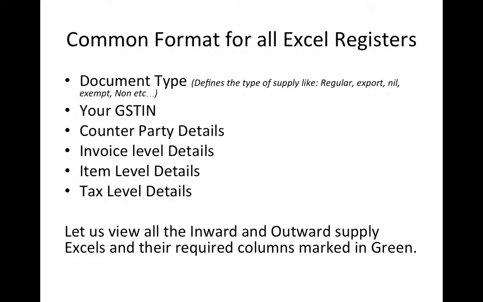Beyond that, we have to provide tax level details here. For tax level details, the first most important information is the taxable value. After that, the IGST rate and amount, CGST rate and amount, SGST rate and amount need to be provided. Let us view all the inward and outward supply Excels and the required columns that are marked in green.